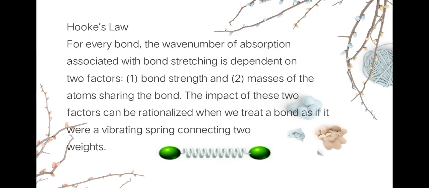Hooke's law. For every bond, the wave number of absorption associated with bond stretching is dependent on two factors. First, the bond strength, and second, the masses of the atoms sharing the bond. The impact of these two factors can be rationalized when we treat a bond as a vibrating spring connected to weights. Using this analogy, we can construct the following equation derived from Hooke's law, which enables us to approximate the frequency of vibrations for a bond between two atoms of masses M1 and M2.